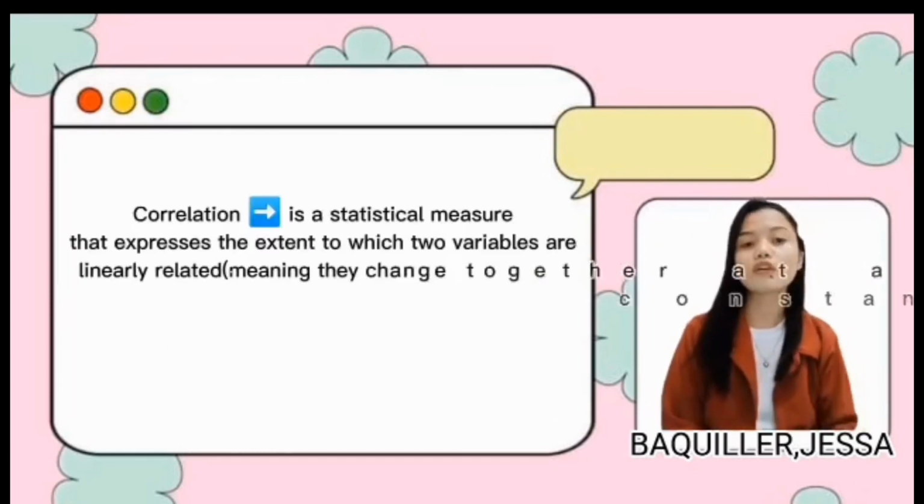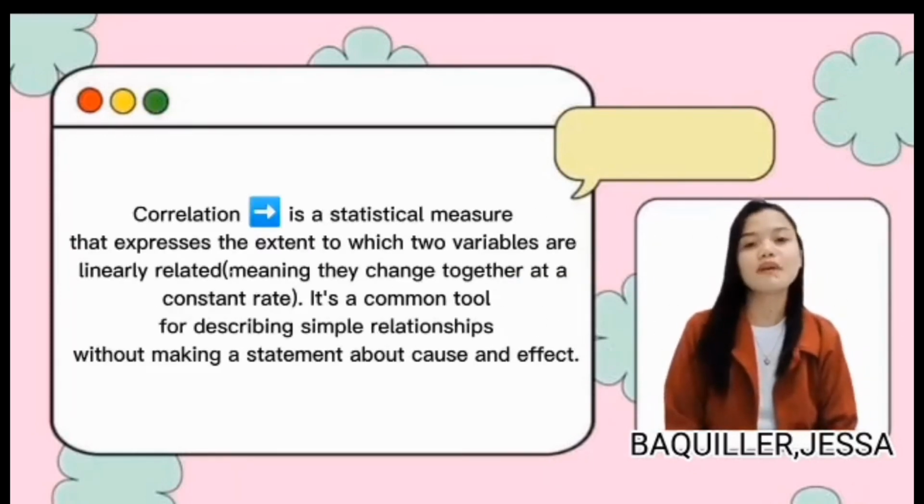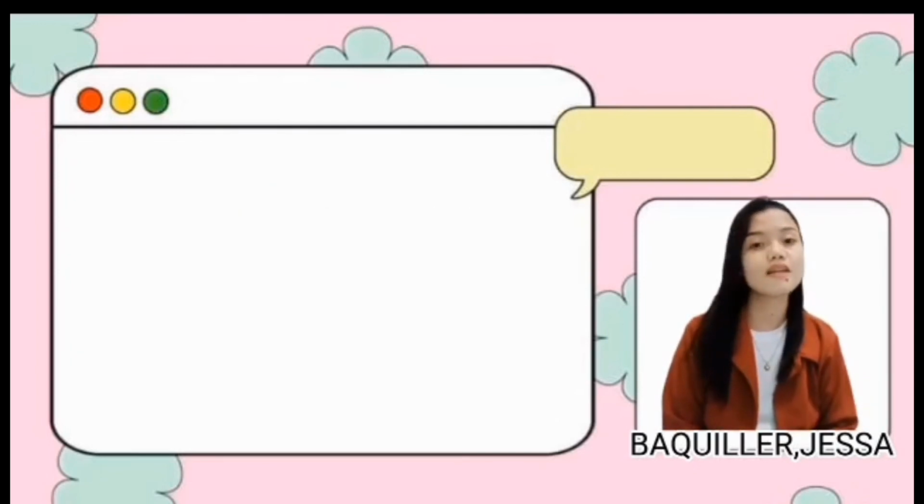Now, for the correlation. Correlation, by its definition, is a statistical measure that expresses the extent to which two variables are linearly related, meaning they change together at a constant rate. It is a common tool for describing simple relationships without making a statement about cause and effect. And please know that statistical functions are available in Microsoft or MS Excel.